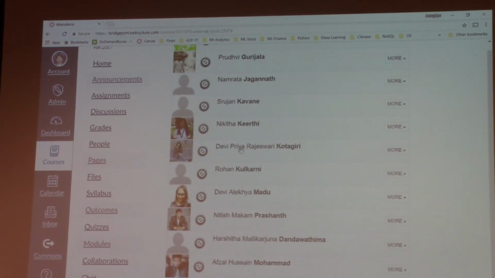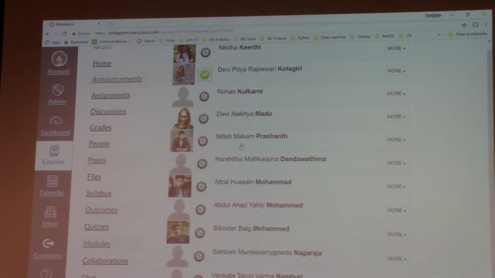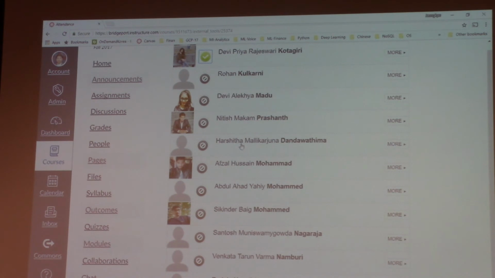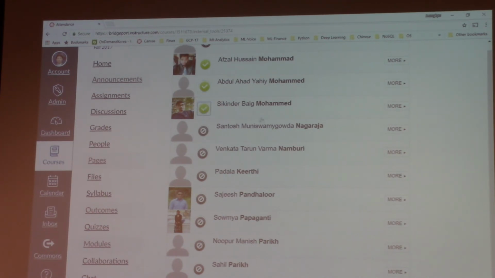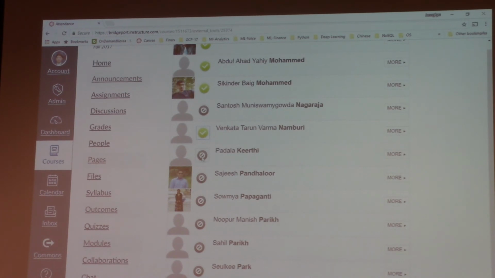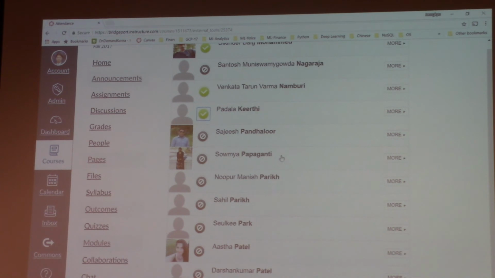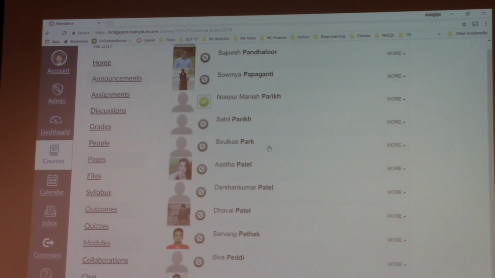Nikita, Debbie, yes. Rohan. Debbie Priya, yes. Okay. Debbie Aleka Madhu. Nishi. Hashita, Professor, yes. Abdul Ahad. Sitinder, right? Mohammed. Santosh. Venkata Tarun, yes. Okay. Padala. Rajesh. Somaya. Papaganti, Nupur, Manish. Sashil Parik. Pa, yes.